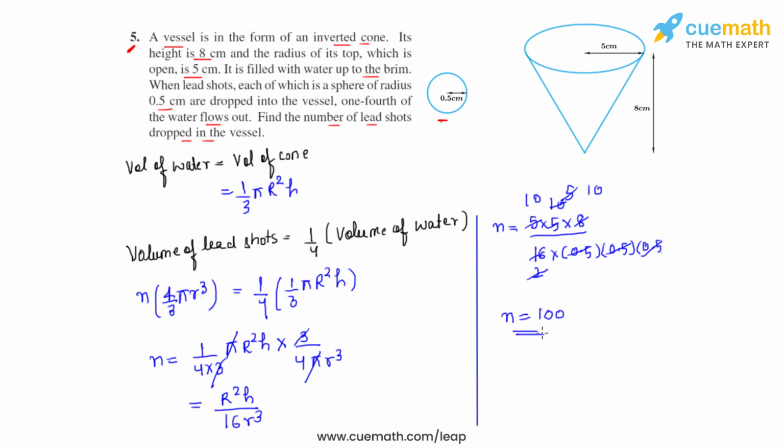So 100 lead shots cause 1/4 of the water to flow out of the inverted cone, and this is how we solve this question.